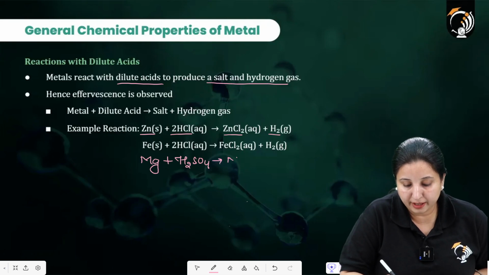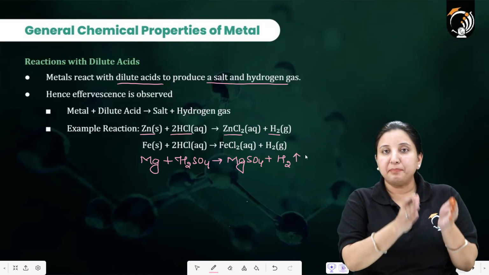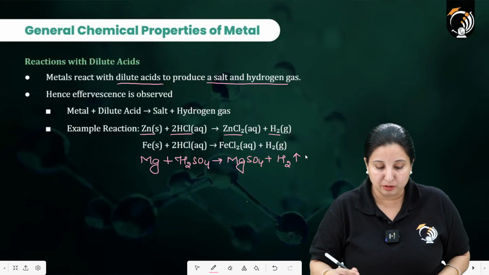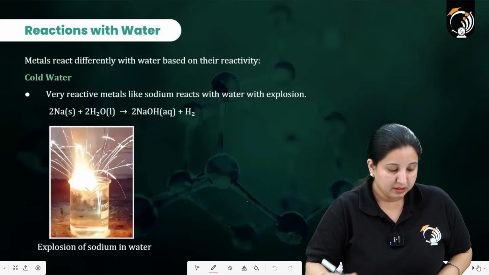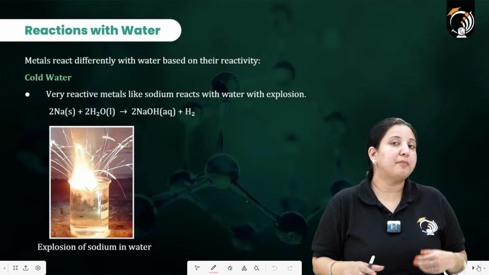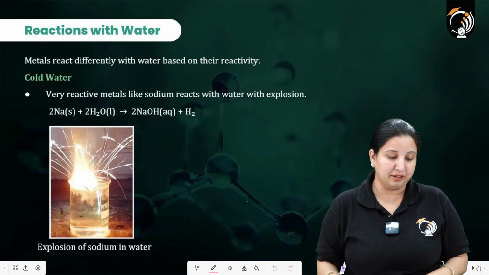I am going to get magnesium sulfate and hydrogen gas is going to liberate. So the basic reaction is what? Metal plus acid is compulsorily going to give you the salt and the hydrogen gas. Now from this particular point we get a question about the reactivity, that who is going to be the least reactive or the most reactive over here.